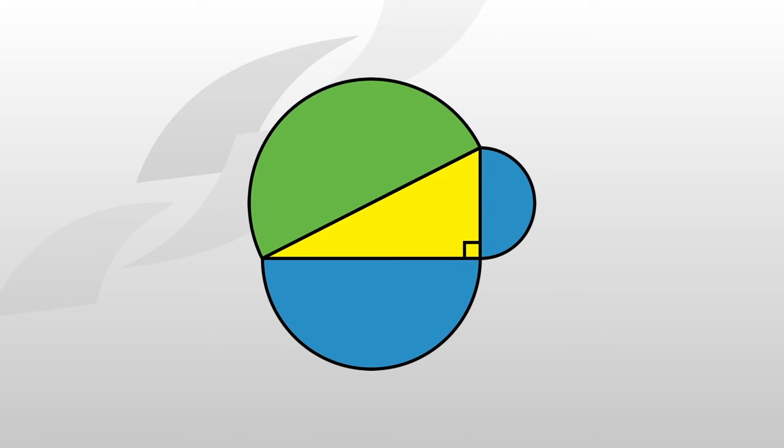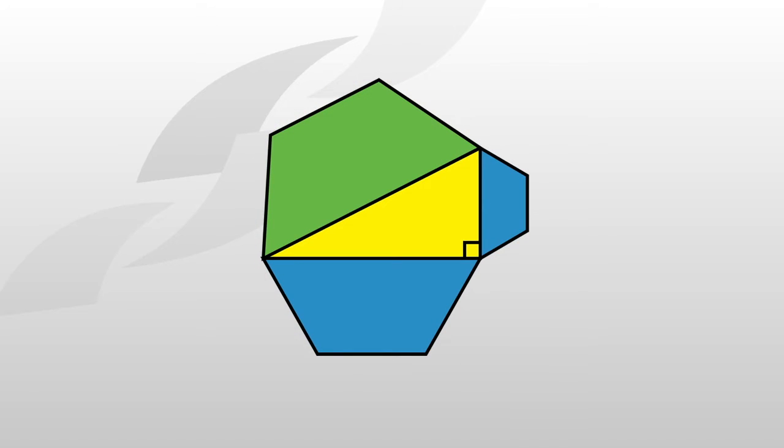It is interesting to note that the Pythagorean relationship is not just true for squares on the sides of a right triangle, but any congruent shape.